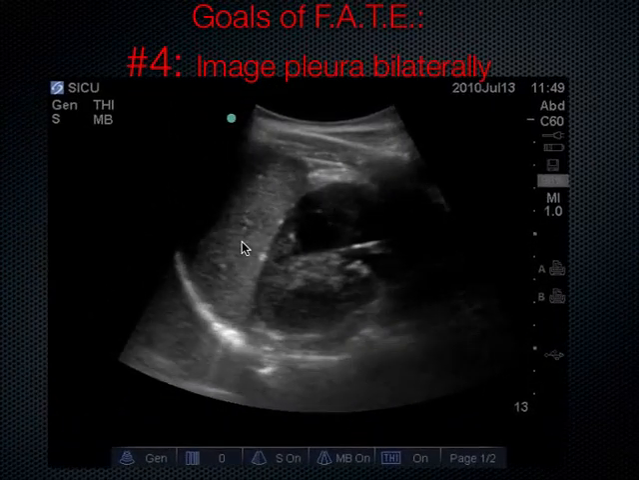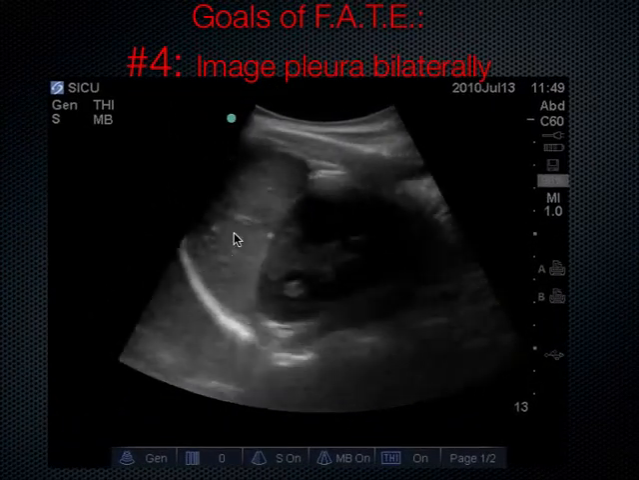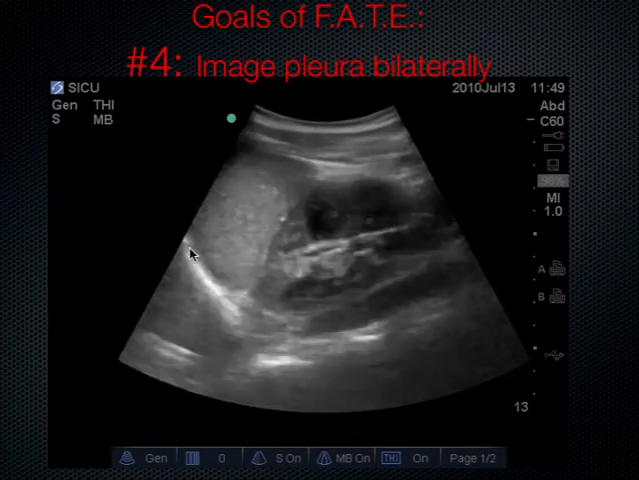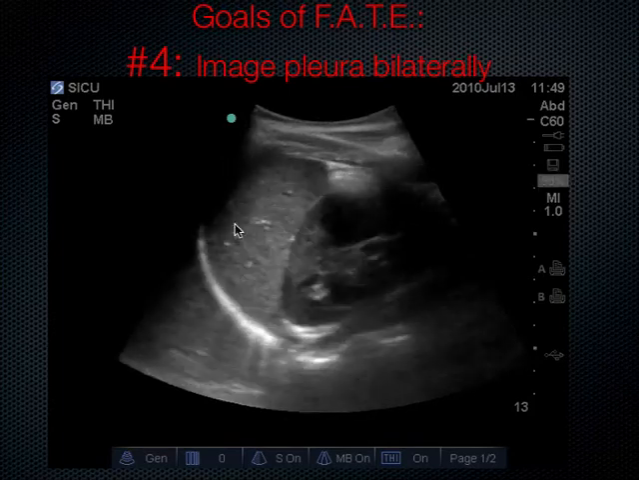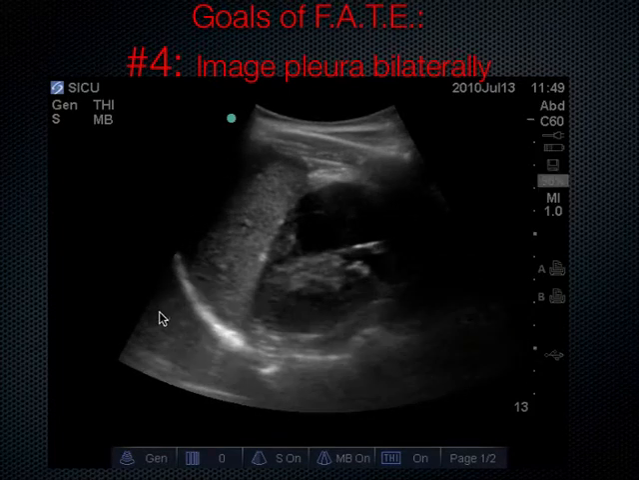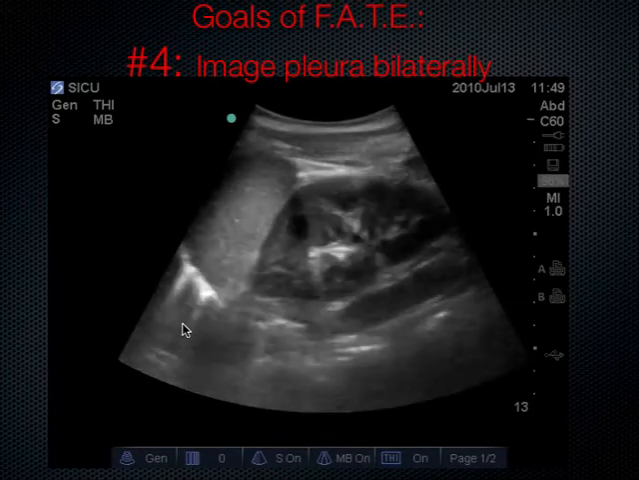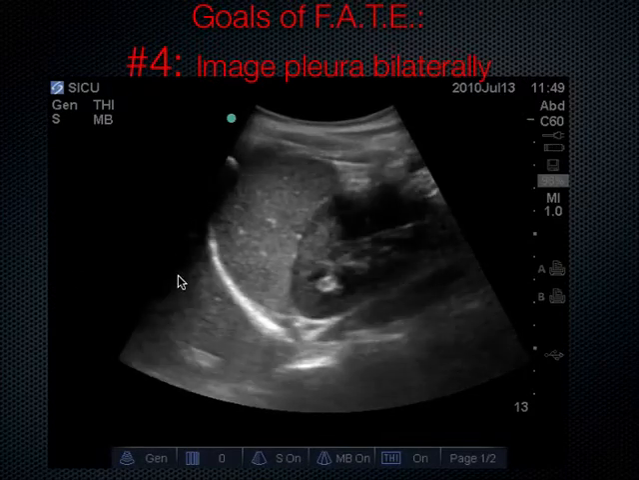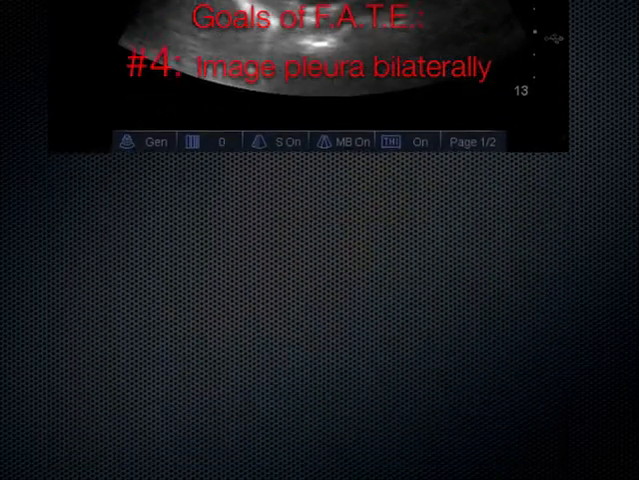As opposed to this study right here, this looks like the spleen here. This is the kidney. The spleen and liver look very similar. But this spleen, here's the diaphragm, and I see a good mirror image artifact of the spleen up in the chest. So this tells me that this chest is dry, that there's no fluid up here in the chest because of the mirror image artifact.